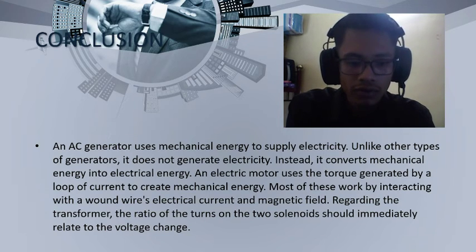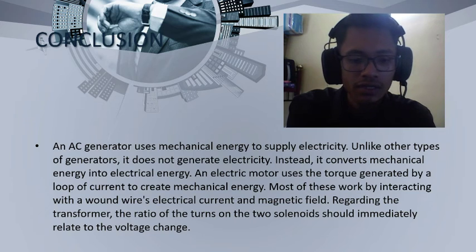An electric motor uses the torque generated by a loop of current to create mechanical energy. It works by the interaction of an electrical current in a wire with a magnetic field. This interaction produces force in the form of torque. The rotor and stator are a motor's two most crucial components.